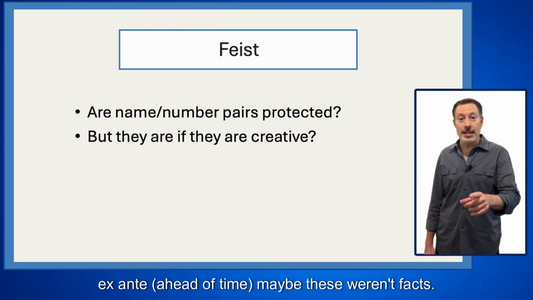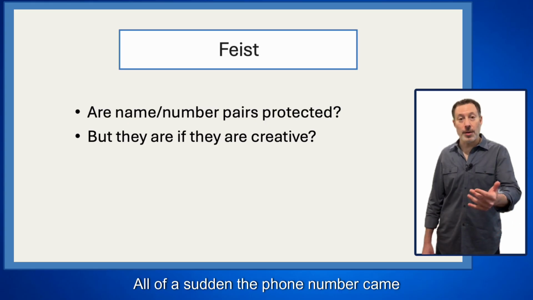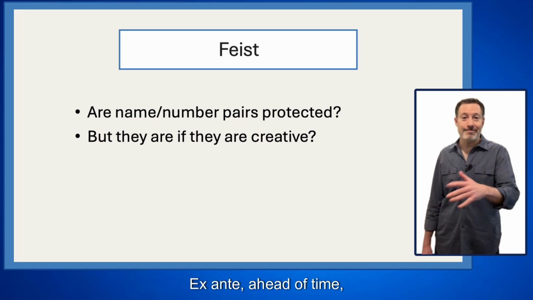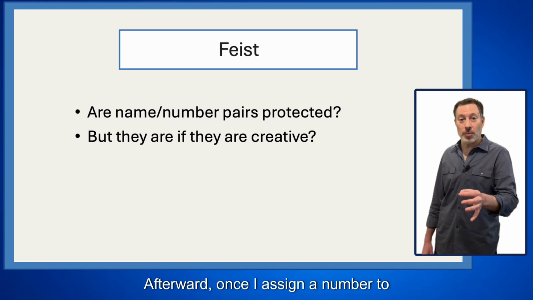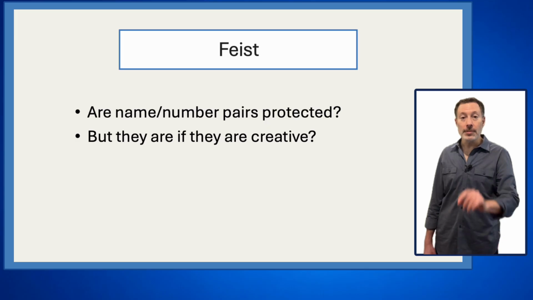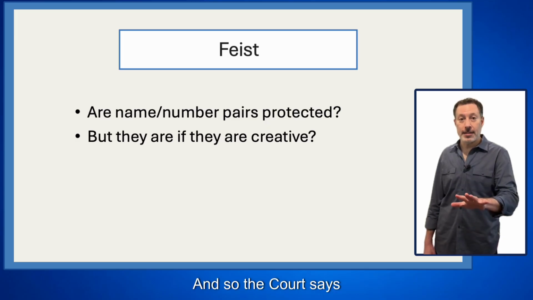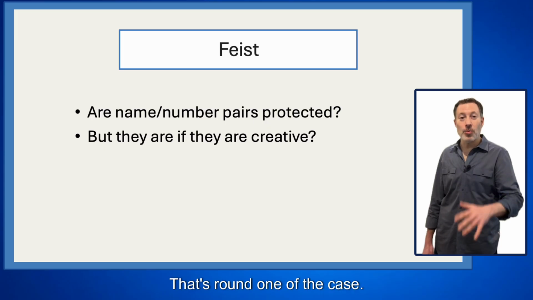And ex ante, ahead of time, maybe these weren't facts. I moved to town, there was no phone number for me. All of a sudden the phone number came into existence thanks to the phone company. Ex ante, ahead of time, it wasn't a fact. But the court's point, I think, is ex post, afterward. Once I assign a number to you, it is a fact. Dial that number, reach me. It's a fact. And so the court says we want creativity, and we do not protect facts. That's round one of the case.